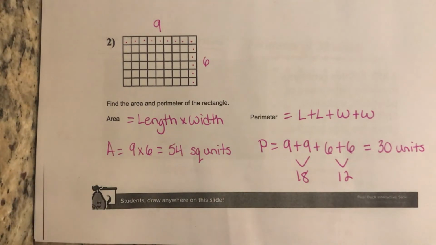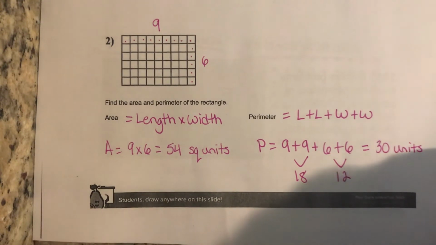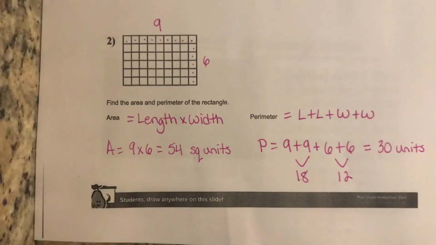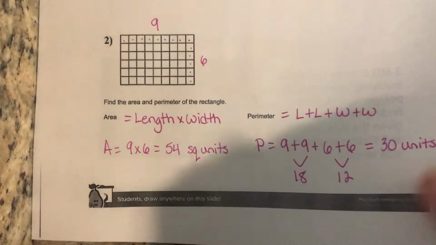For perimeter, I would use the 9 and the 6, and I would add them together twice because in the rectangle there are 2 sides that are 9 and 2 sides that are 6. Altogether, the perimeter would be 30 units. They're not square units because I'm not covering the inside of the space. I'm just going around the edge and counting all of the lines there rather than squares.